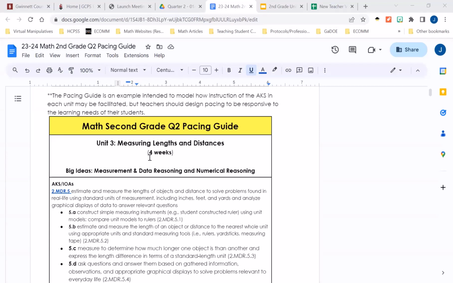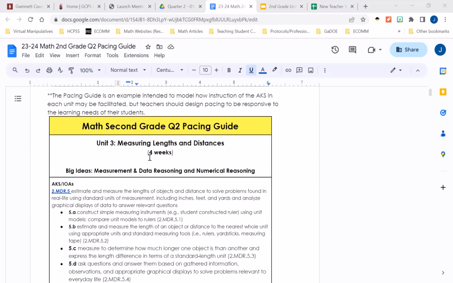At the top of the pacing guide, you will see the name of the unit, the big ideas for the unit, and the suggested pacing. This unit will focus on measuring lengths and distances, and the suggested pacing is 4 weeks. The unit has been divided into 3 parts: estimating, measuring, and comparing the length of objects or distances to solve real-life problems and analyze graphical displays of data to answer relevant questions; solving addition and subtraction measurement problems within a standard unit of measurement on a number line diagram; and adding and subtracting using part-whole strategies, properties of operations, and place value understanding within 100.